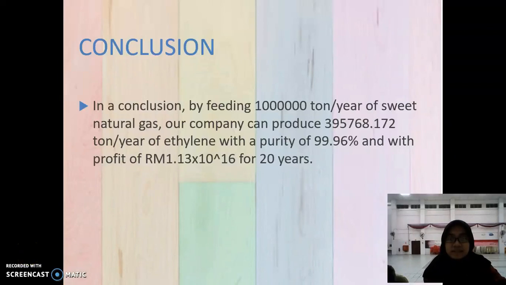So for the conclusion, by feeding 1 million ton per year of sweet natural gas, our company can produce 395,768.172 ton per year of ethylene with a purity of 99.96% and with the profit of 1.13 to the power of 16 for 20 years.